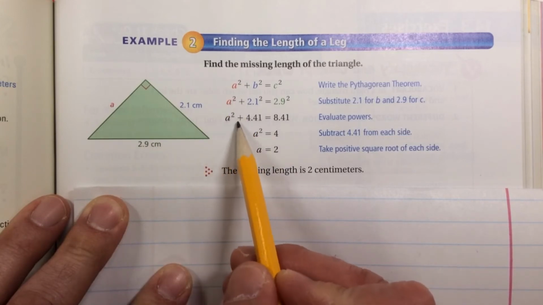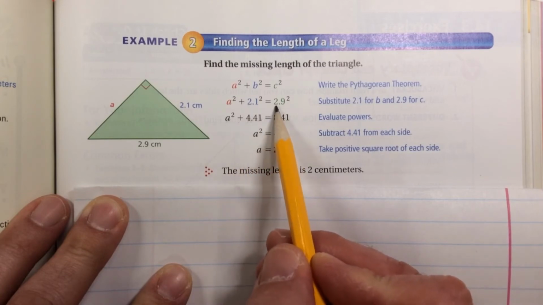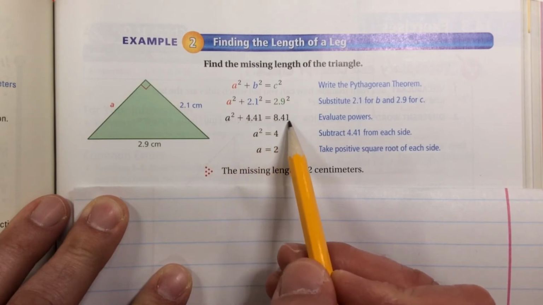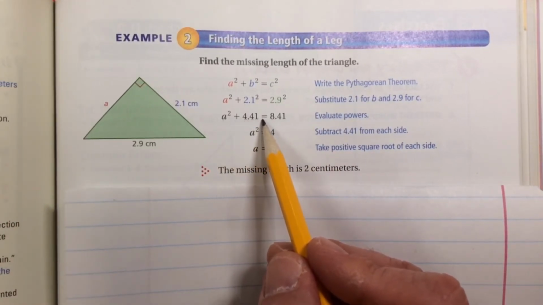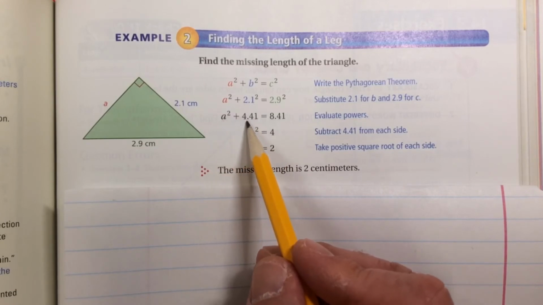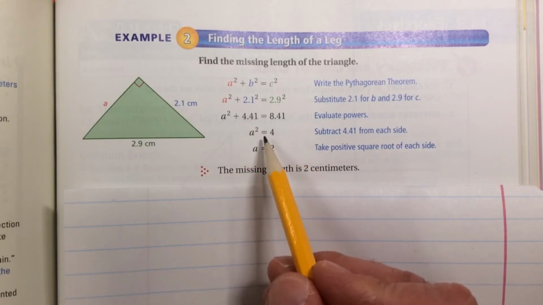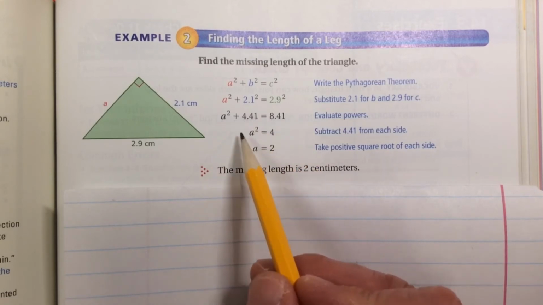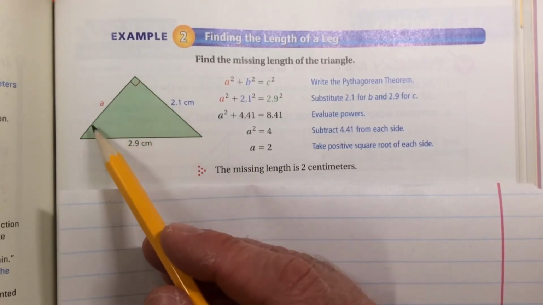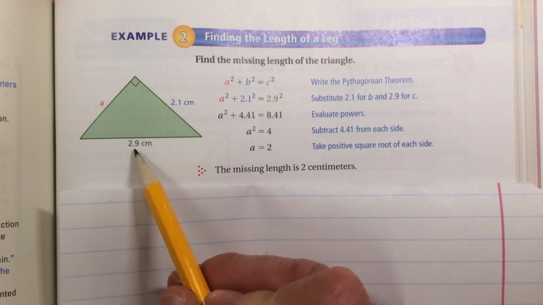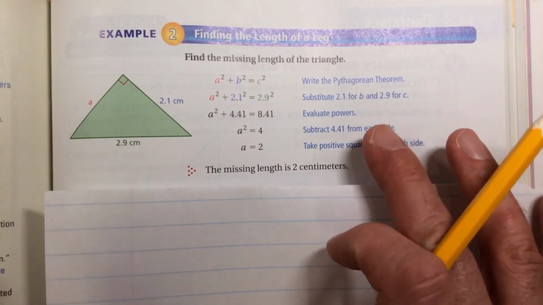In this case, it's the a squared. So now we have a squared plus 2.1 times 2.1 is 4.41, and 2.9 times 2.9 is 8.41. So a squared plus 4.41 equals 8.41. Subtract 4.41 from both sides, and you get a squared equals 4. Take the square root of each side, a equals 2. So this would have to equal 2. It has to be less than the hypotenuse, because that's the largest of the sides.